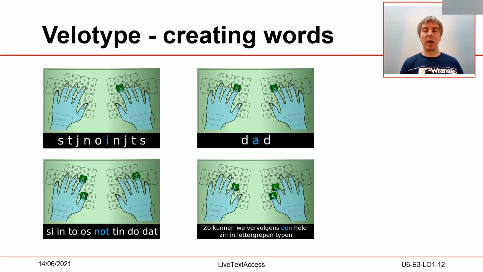We start typing some letters. The first image shows how keys one on one correspond to single letters. Some letters are created by pressing two keys at the same time, as shown in the second image. The third image shows that start consonants, vowels and end consonants can be pressed simultaneously to create whole syllables. And the final image shows a complete Dutch sentence.